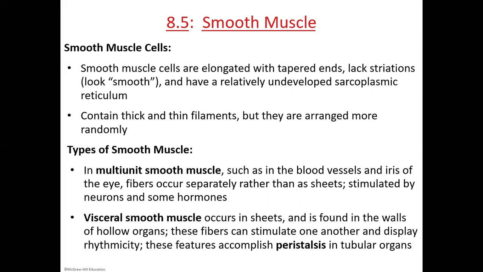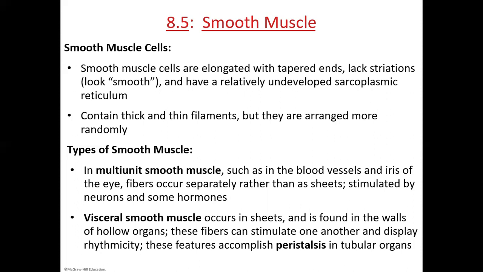So smooth muscle cells, they're much smaller in length than skeletal muscle cells. And they are not cylindrical. Instead, they're elongated and they have tapered ends. So it's sort of like a candle flame, but on both ends. We actually call this spindle shaped, if you've ever seen a spindle before. They do not have striations. There's no striping. They look smooth, and hence the name smooth muscle.